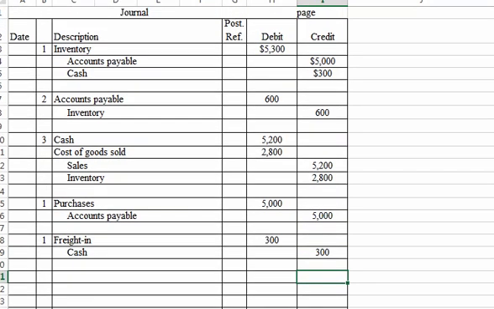See how that's quite a bit different than up here. We had the one entry, we debited inventory for the full amount, $5,300, credited accounts payable for $5,000, and cash for $300. Accounts payable still got credited for $5,000, cash still got credited for $300. But instead of debiting inventory, we debited purchases for $5,000. Instead of including the freight charges in inventory, we used a separate account, freight in, in the periodic system.